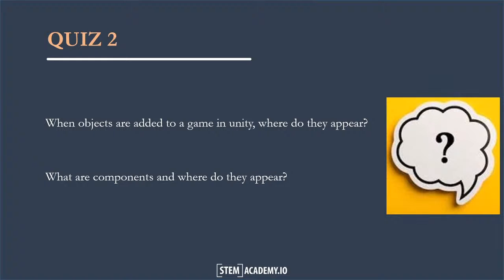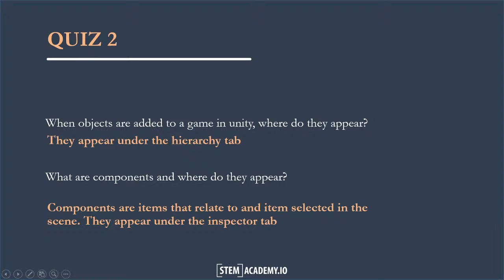When objects are added to a game in Unity, where do they appear? What are components and where do they appear? When objects are added to a game in Unity, they appear under the Hierarchy tab. Now, components are items that relate to an item selected in the scene, and they appear under the Inspector tab.